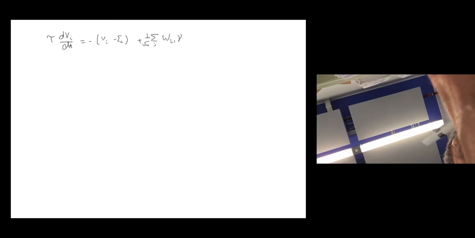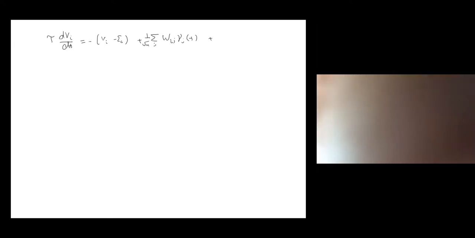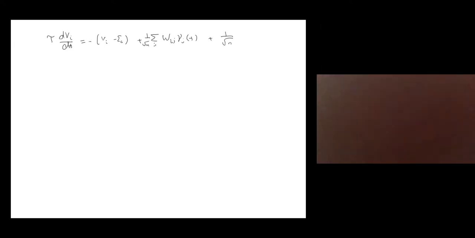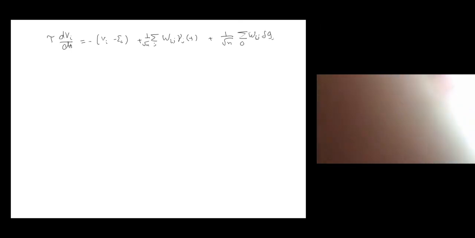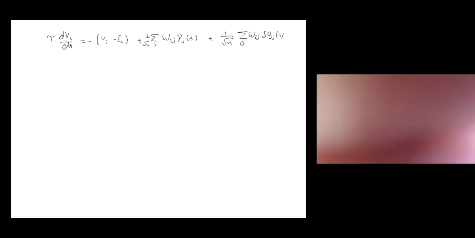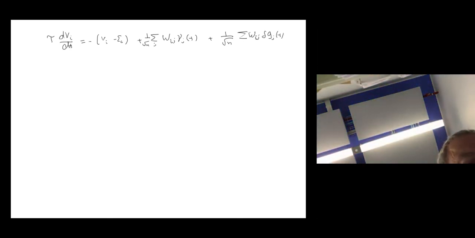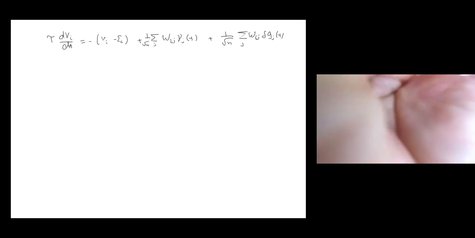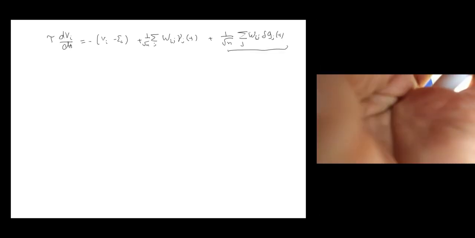So we have tau dvi dt equals minus vi minus e leak, plus the sum on j of 1 over n, wij nu j of t, plus 1 over root n sum on j, wij delta gj of t. So these are fluctuations, temporal fluctuations.